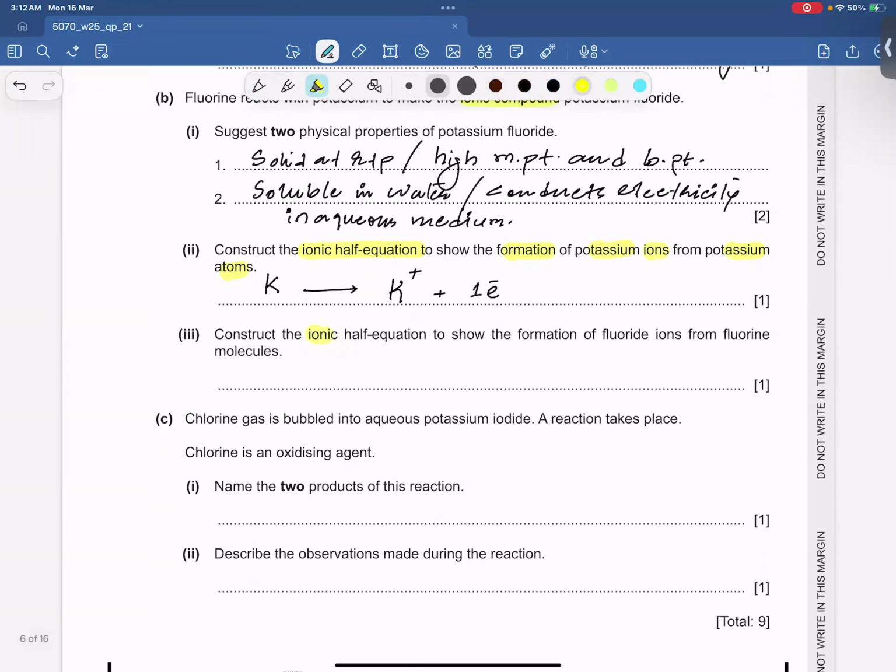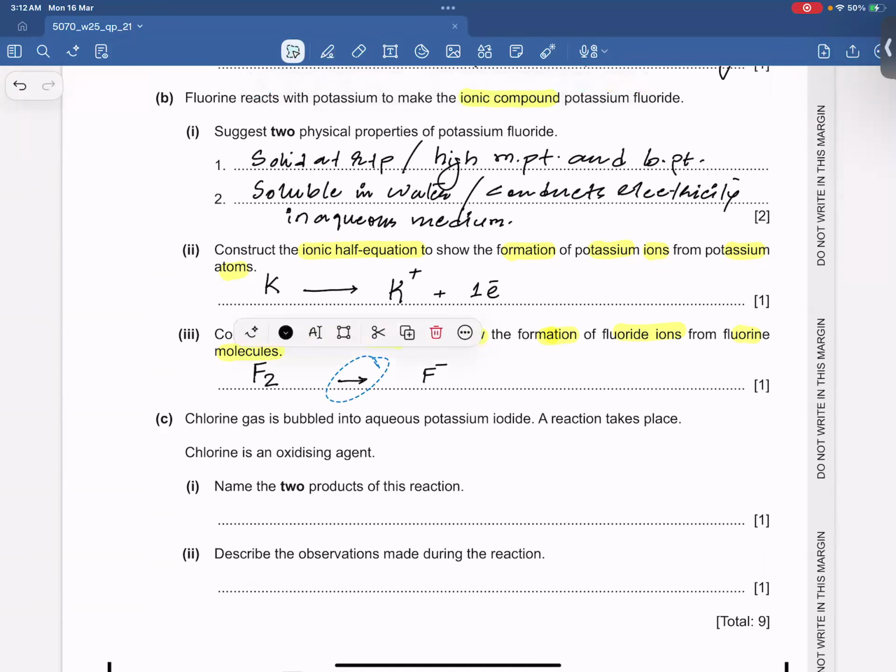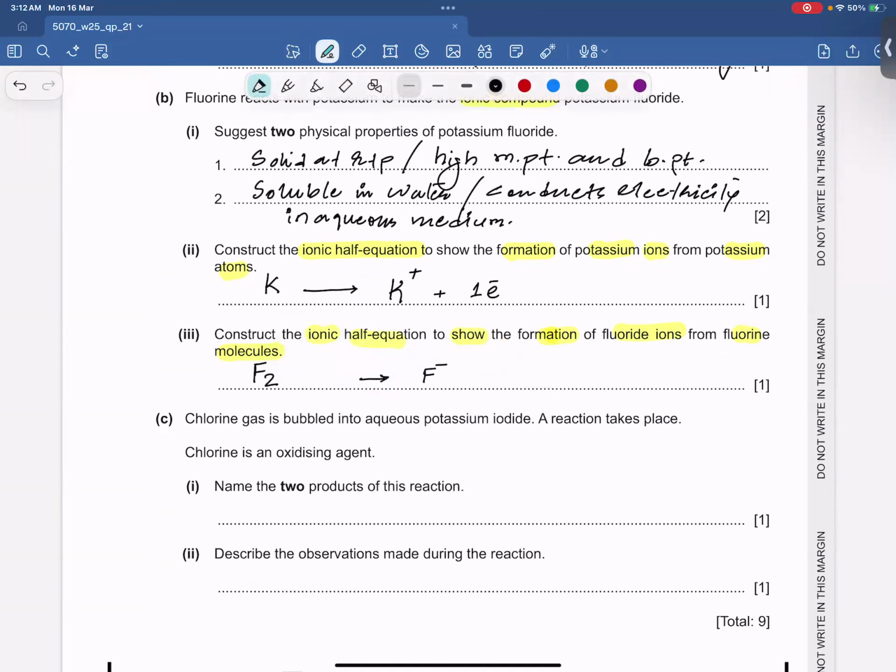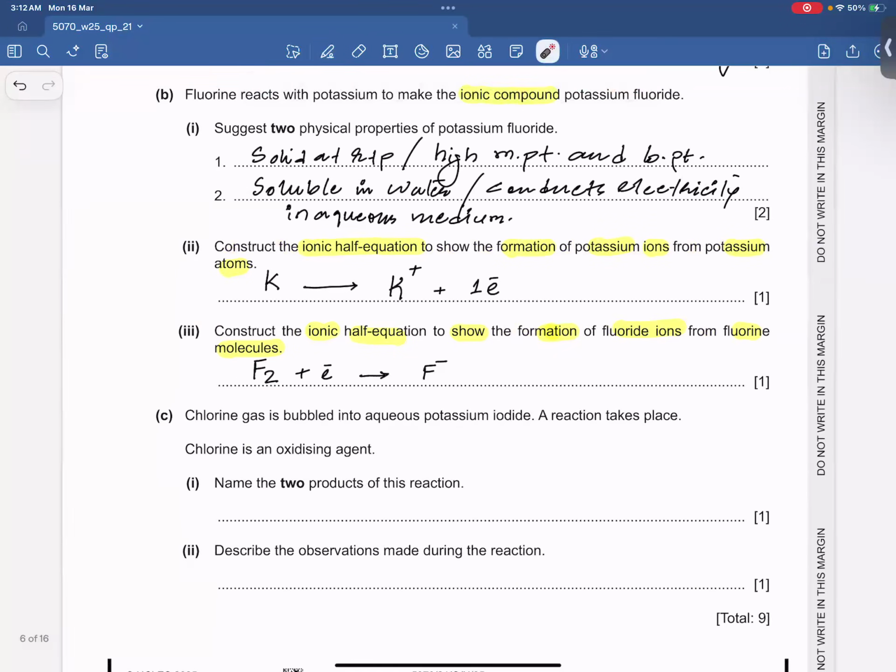Construct the ionic half equation to show the formation of fluoride ions from a fluorine molecule. Okay, a fluorine molecule exists in diatomic state. It is converting into fluoride ions, and obviously fluorine will gain an electron to complete its octet. Okay, so since we have two fluorine here, I'm going to write 2 here, and which is why I'm going to write 2 here also.